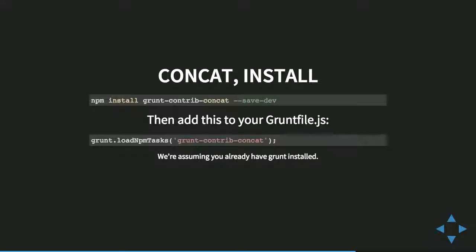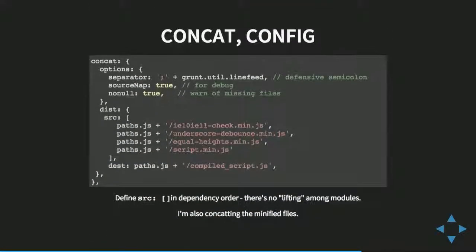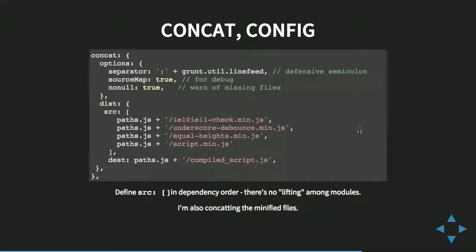Again, npm install to get the Grunt plugin. You have to load the task in your Gruntfile. Then you have to define how concat is going to work. So here, this is basically the method that concat offers. We've got some options, which tack on a semicolon after your code, called the defensive semicolon. So in case you accidentally forgot your semicolon, it adds one. Of course, if you're using JSHint, it's not going to let you forget the semicolon.